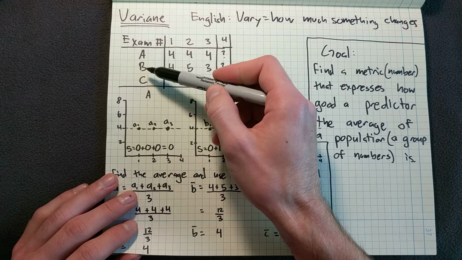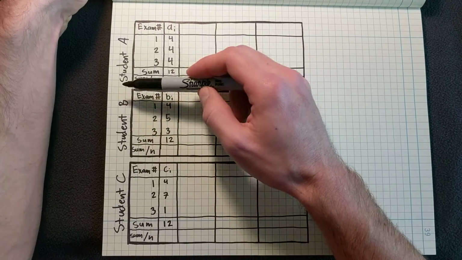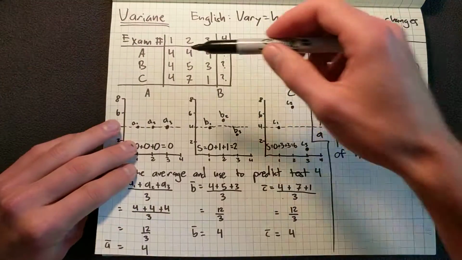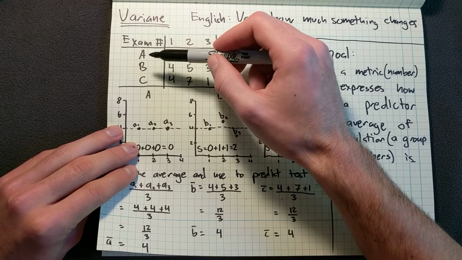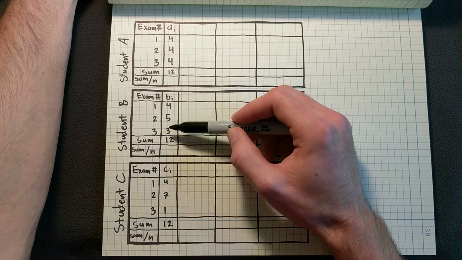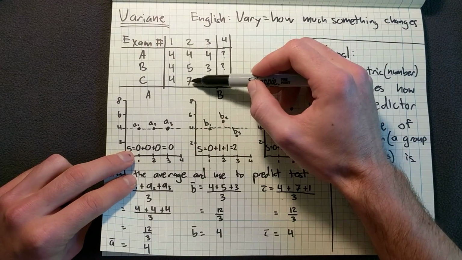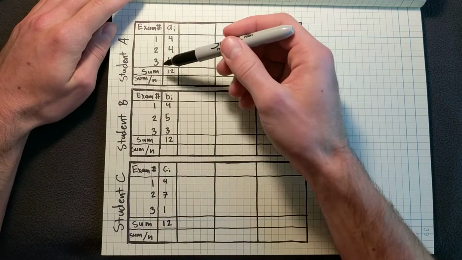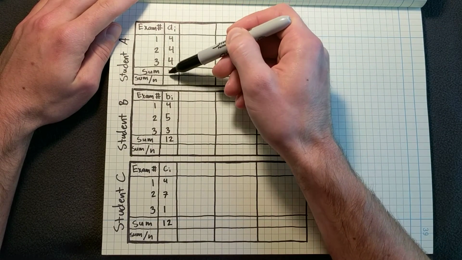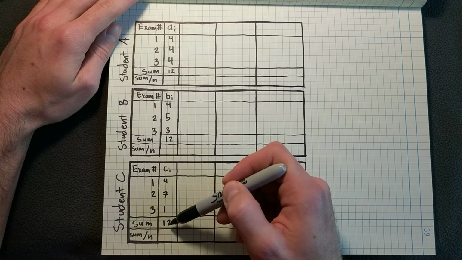I went ahead and I moved all of our observations into their own tables. So for student A, we have exam 1, 2, and 3, and he scored 4, 4, and 4. Student B, she scored 4, 5, and 3. Student C, 4, 7, and 1. And then I've also added 2 rows for each table, one for the sum. 4 plus 4 plus 4 is 12. The sum is going to be the same for all of these, 12 and 12.